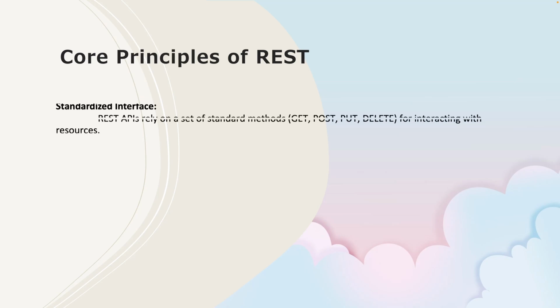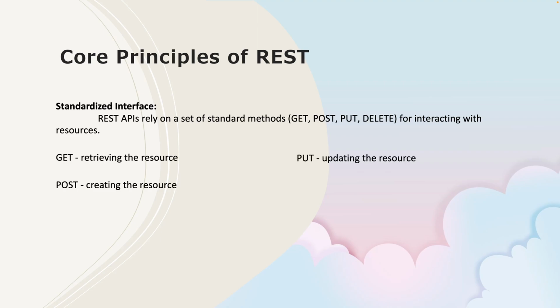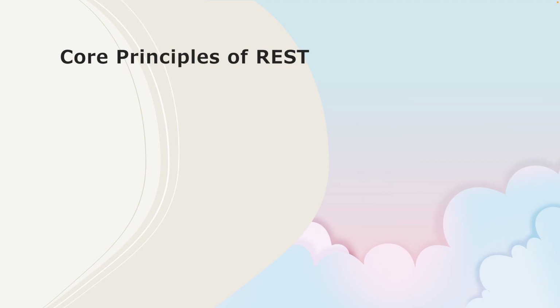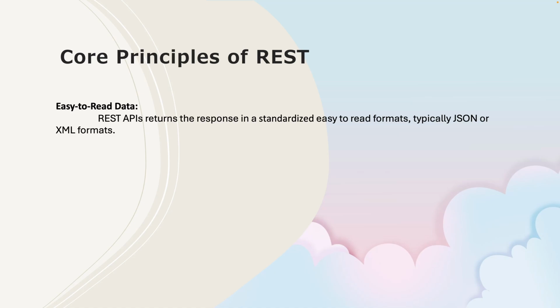Then the standardized interface. REST APIs rely on a set of standard methods, GET, POST, PUT, and DELETE, for interacting with resources. So GET is for retrieving the resource, POST is for creating the resource, PUT is for updating the resource, and DELETE is for deleting the resource. So what is a resource? It is nothing but the data object. And REST APIs are easy to read because they return the response in standardized, easy to read formats. Typically, it will be JSON or XML.